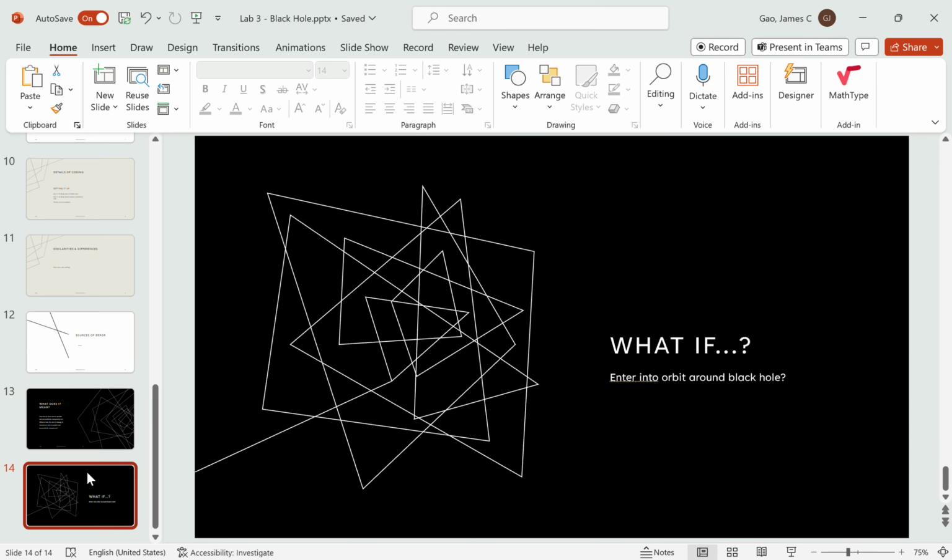And then for the what if, so what velocity you need for the spaceship to enter into orbit around the black hole, I plugged in a bunch of different values, but wasn't really able to get that to happen. But I tried my best.